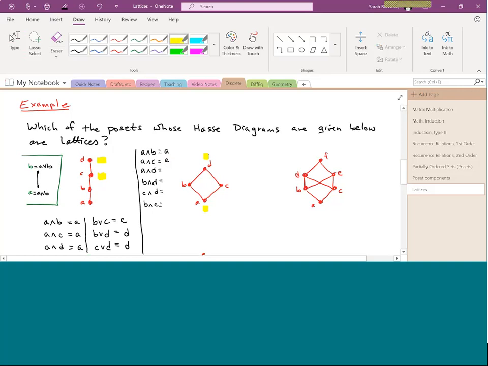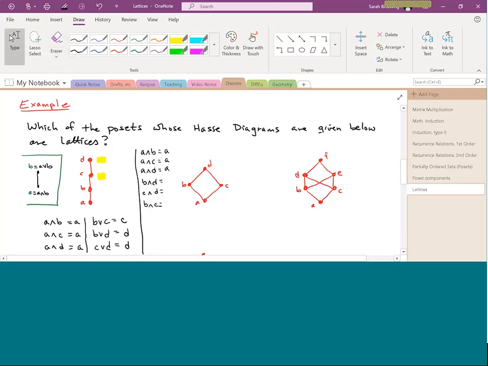Well, the meet is the greatest lower bound, so it's got to be somebody that's related to both of them. And because A here is the bottom element, or your least element for this poset, you're going to have A to be your meet. So we'll write that down.